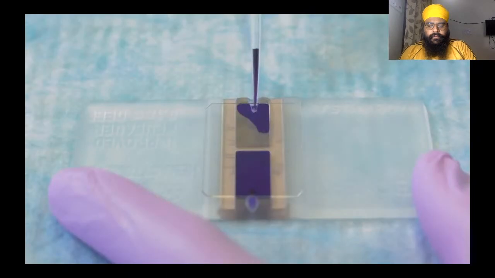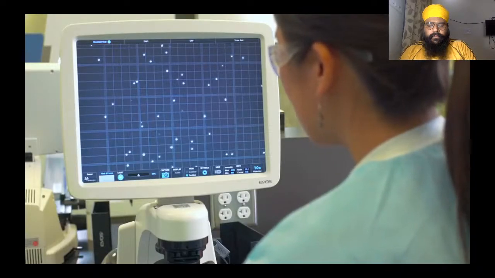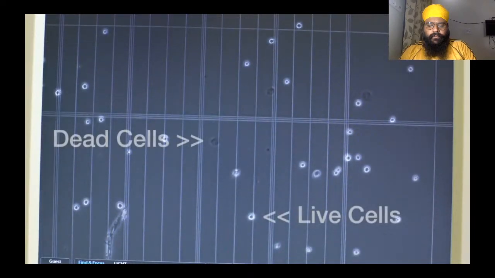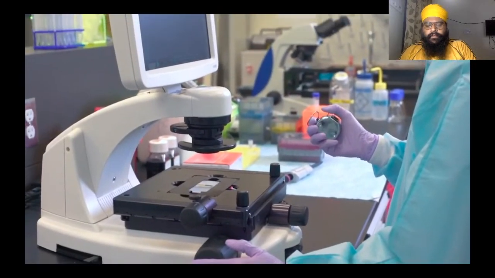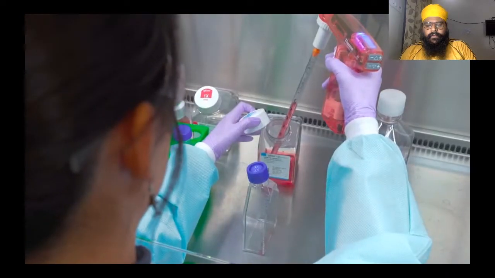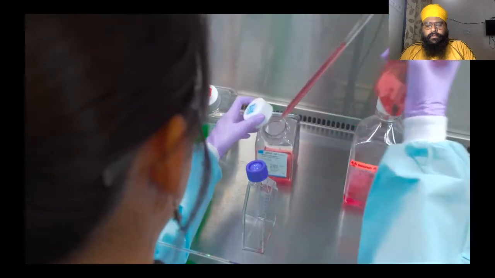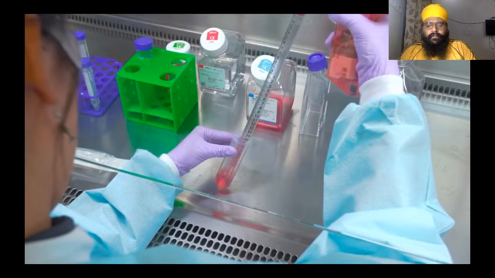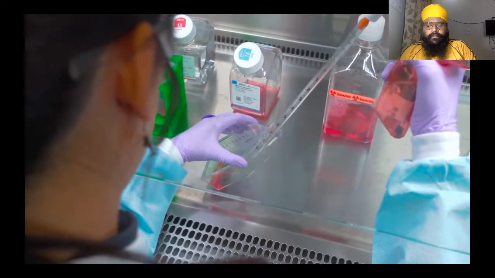Trypan blue is used when counting cells to indicate the ratio of live to dead cells. The stain turns dead cells blue, but healthy cells with an intact membrane will remain white or colorless. Using the microscope, count the total number of cells and the number of dead or blue cells. Based on your cell count, determine how much additional fresh medium to add for optimal seeding density. Add the required medium, mix the cells gently, and pipette the solution into fresh flasks.